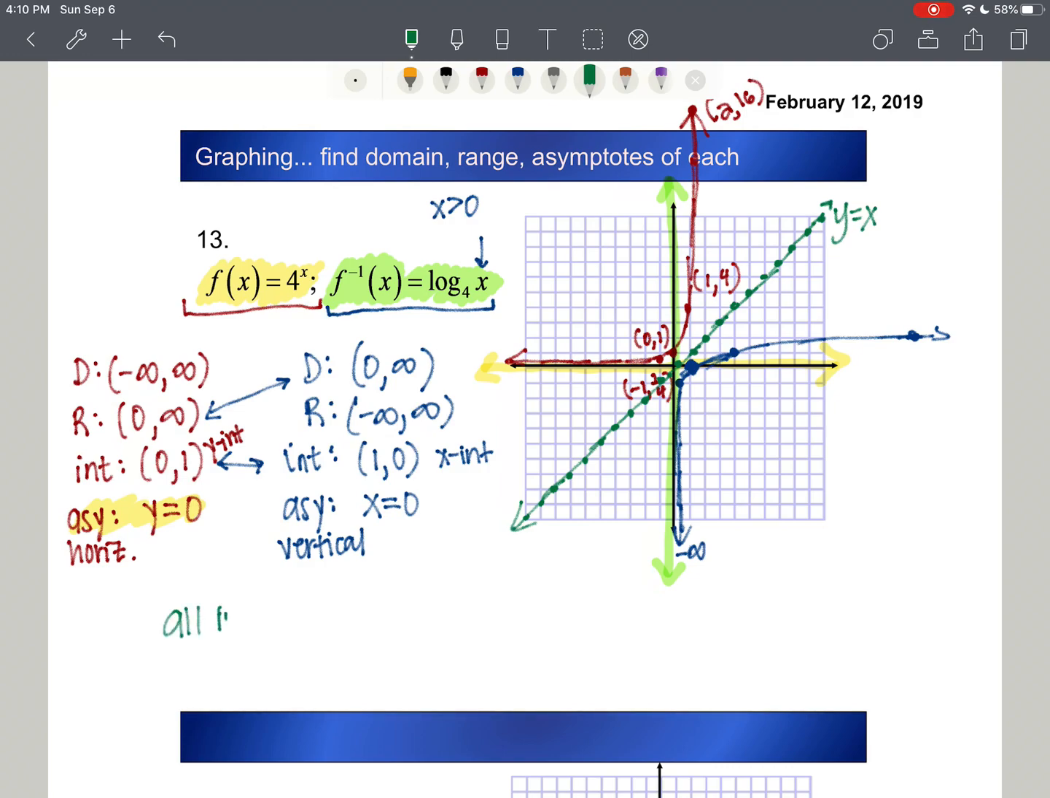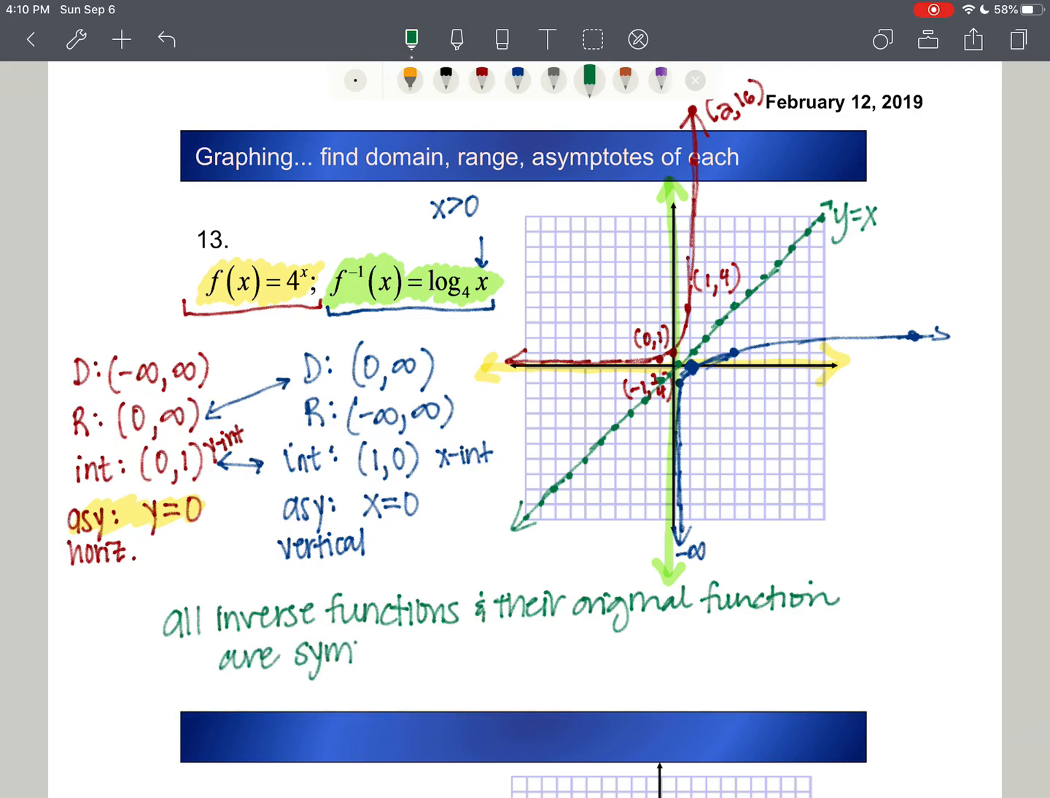Let's write that. All inverse functions and their original function, right? Are symmetrical. I could have just said all inverse functions, but I wanted you to make that connection that you've got an inverse function and an original function. All inverse functions are symmetrical about the line y equals x.